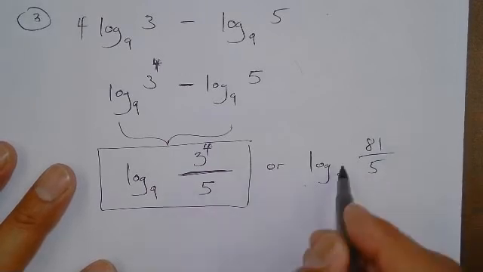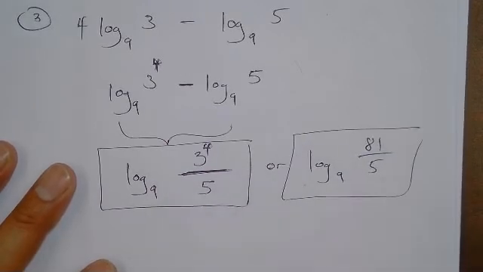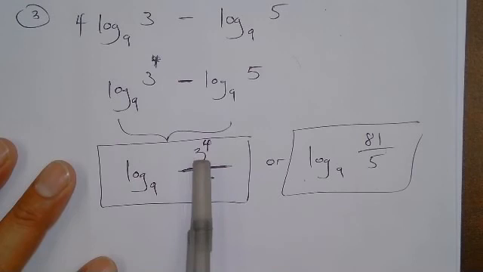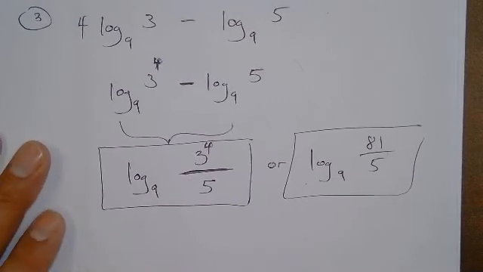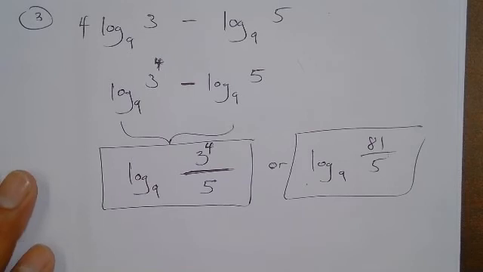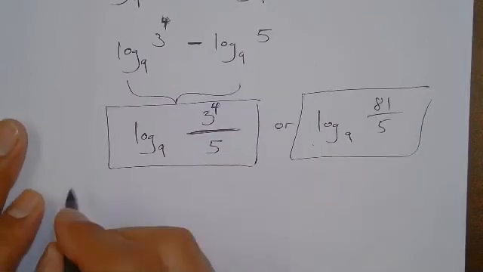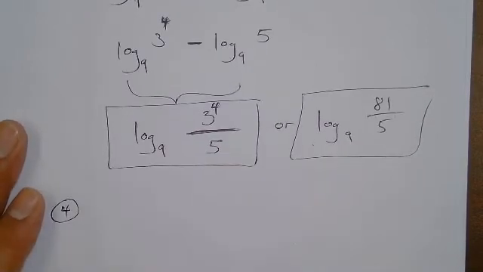And sometimes these numbers will be divisible. This one's not. 81 does not divide by 5 evenly, but either of these two are acceptable, okay? If you look at the worksheet, they have it like this. Okay, number 4. Next one.